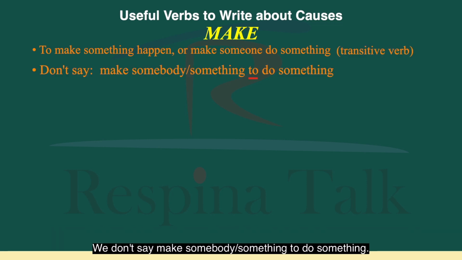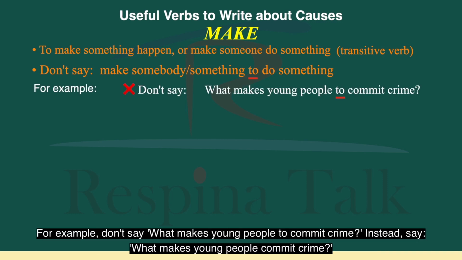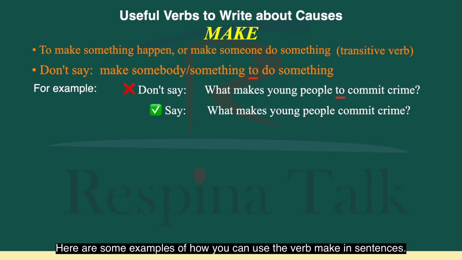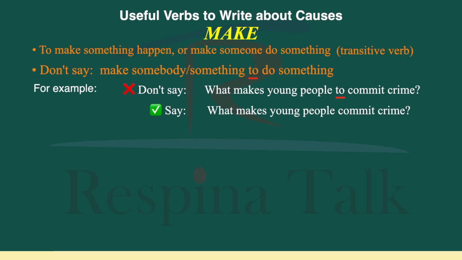We don't say make somebody or something to do something. For example, we don't say, what makes young people to commit crime? Instead, we say, what makes young people commit crime? Here are some examples of how you can use the verb make in sentences.